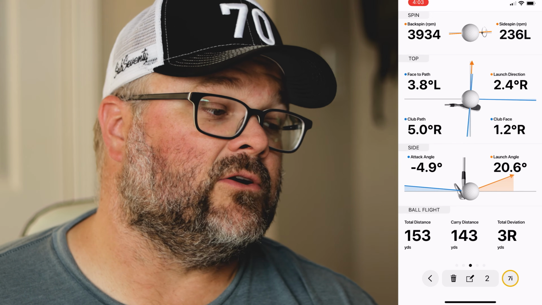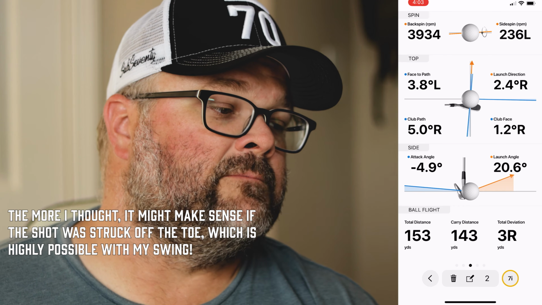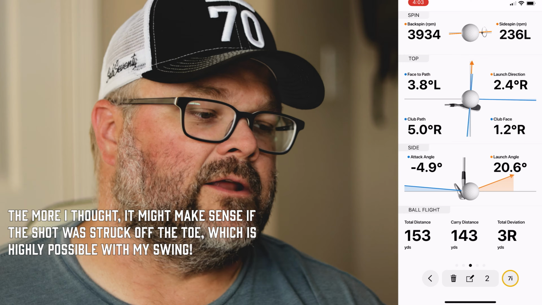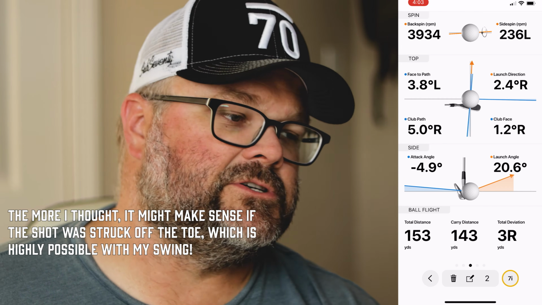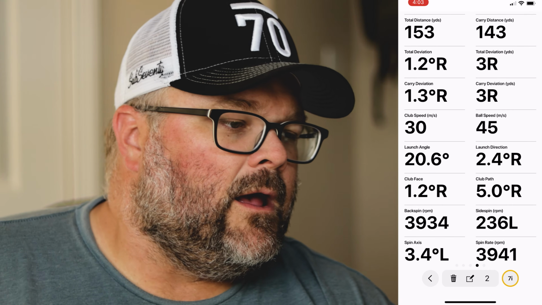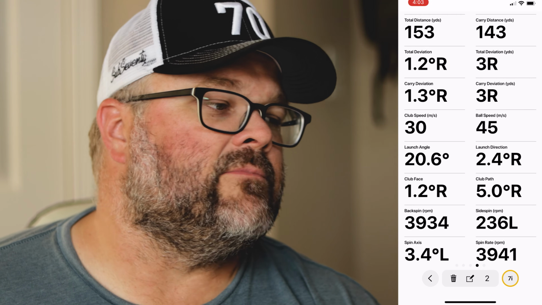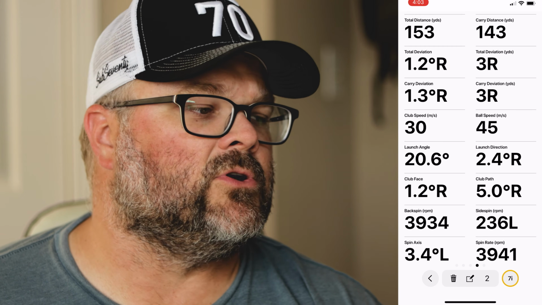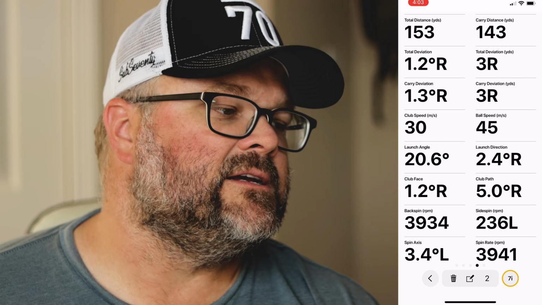Where did it finish? So, again, this one actually doesn't make a whole lot of sense. This ball should have actually been left of the target based on the club face, club path numbers. Just FYI. So that's just something I see there. So then we've got more numbers, so I'll try to skip the ones we're looking at. Total deviation is just giving you a deviation in degrees to the right.